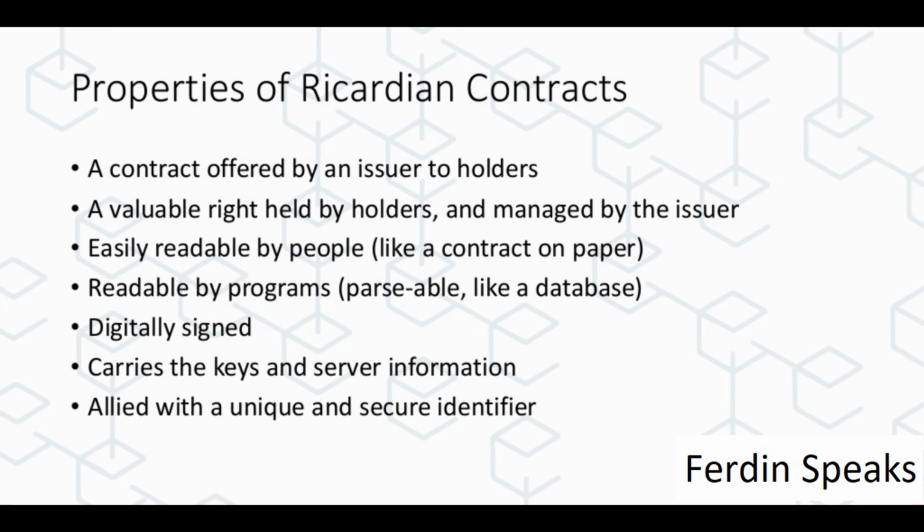Here we have the properties of Ricardian contracts: a contract offered by an issuer to holders, a valuable right held by holders and managed by the issuer. It is easily readable by people, like a contract on paper. The piece of code which we see, you can easily understand, and it is readable by programs. It is parsable like a database. It has digitally signed signatures. You can have your digital signatures encrypted and stored in this code, and it carries the keys and the server information. It is linked with a unique and secure identifier.